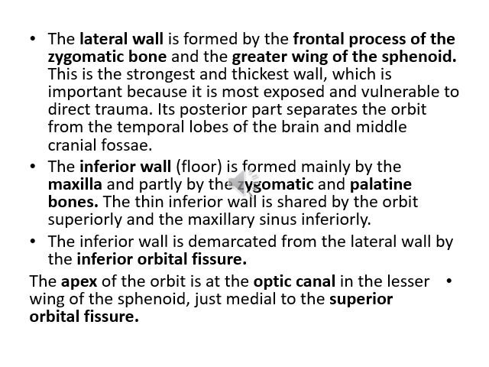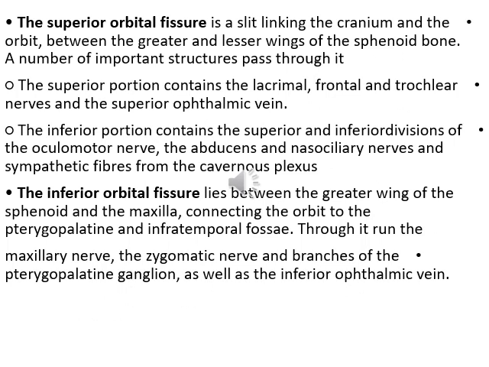The apex of the orbit is the most posteriorly located. It contains the optic canal, which is situated in the lesser wing of the sphenoidal bone, and contains the superior and inferior orbital fissures that we will discuss next. The superior orbital fissure, as we said, is a slit-like foramen. It separates the orbit from the brain, and it lies between the greater and lesser wing of the sphenoidal bone.